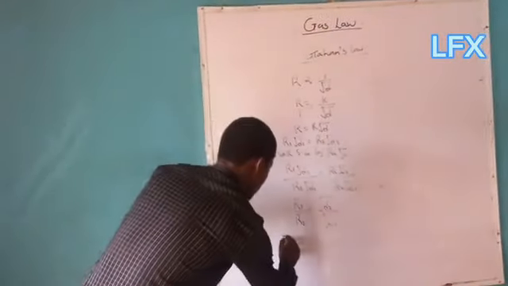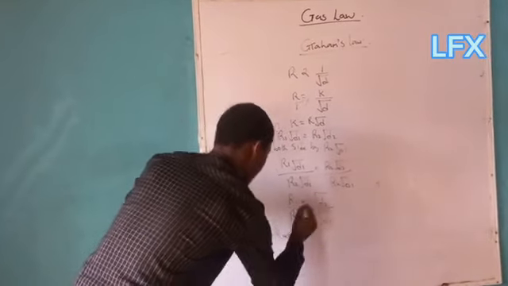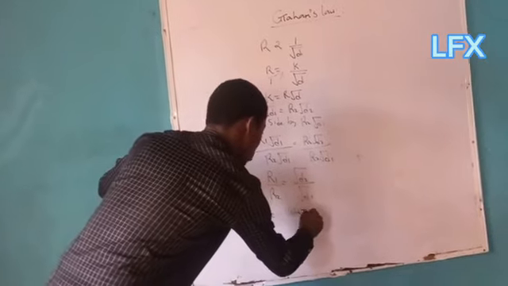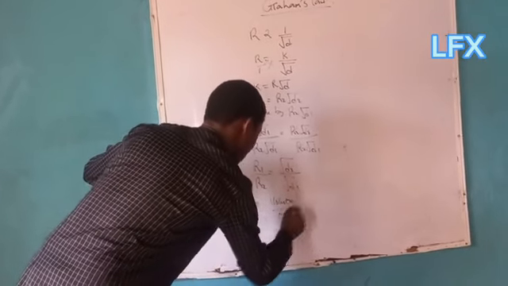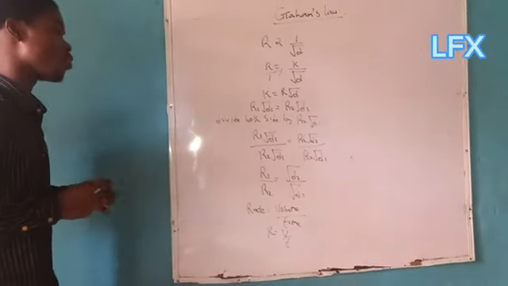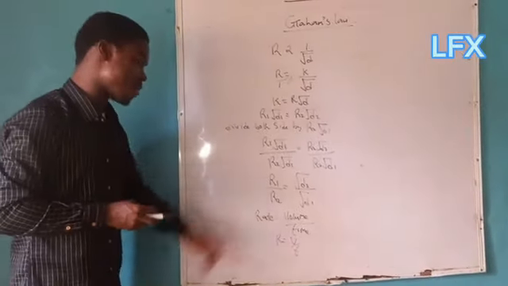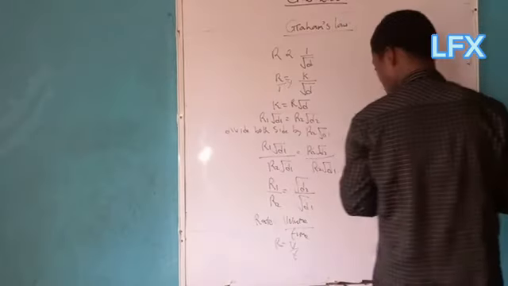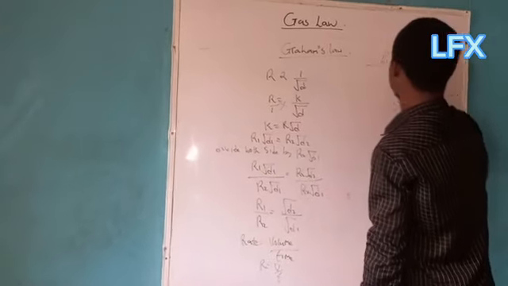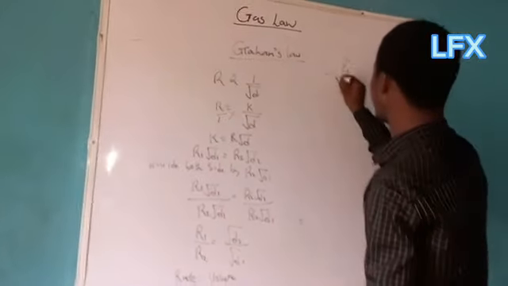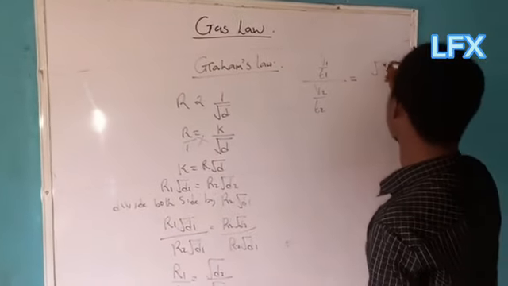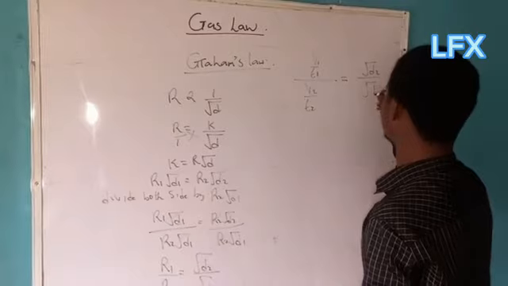And don't forget that R here means rate. And the formula for calculating the rate of a gas is equal to the volume of the gas divided by time. So it means R equals V over T. So in the case where we have R1, my R1 means V1 over T1 divided by my R2, which means V2 over T2, equal to the square root of D2 divided by the square root of D1.